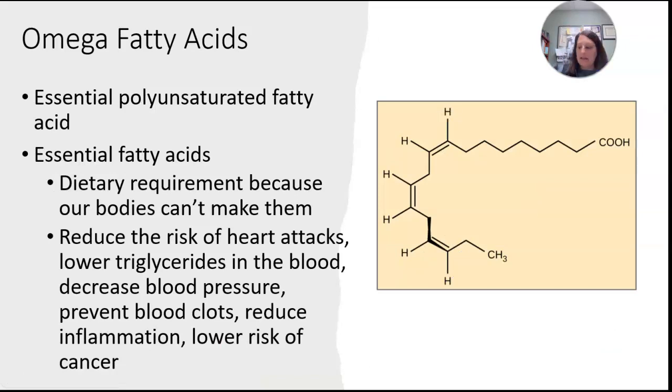Okay, the last fat that I want to just talk about are omega fatty acids. And so you've probably heard of these as well. These are essential polyunsaturated fatty acids. So they have multiple double bonds. And that term essential means that our bodies cannot make these. And so we have to get these from our diet. So it's important to eat foods that are rich in this polyunsaturated fat.